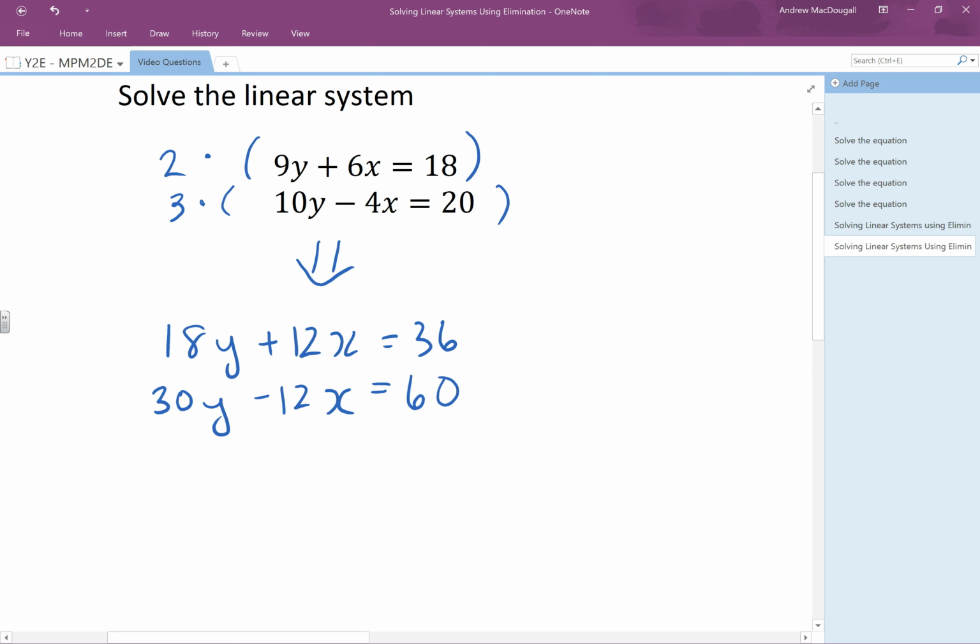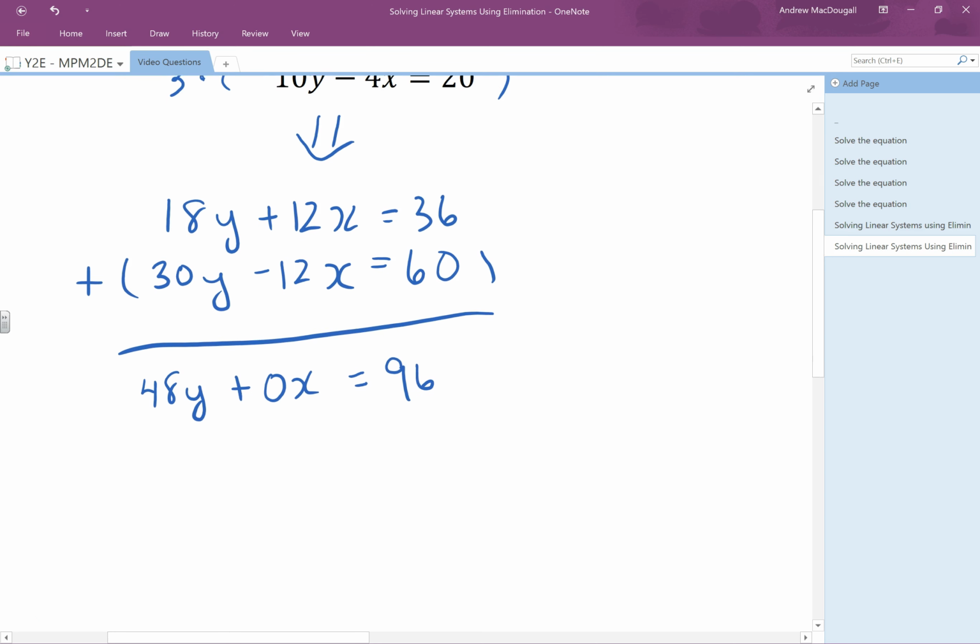Now, this is really good. I have a 12 in front of both x's. One's a positive 12 and one's a negative 12. So, as I know, 12 plus negative 12 gives me 0. So if I add these two equations together, I get 48y plus 0x. You don't have to write this 0x, I'm just doing it to show a point, equals 96. Okay, great. So really, I should write that as 48y equals 96.